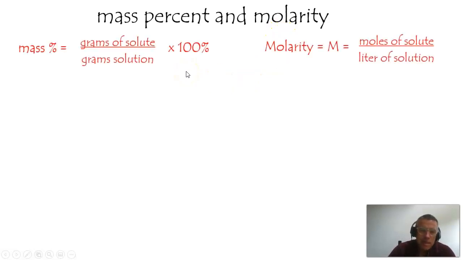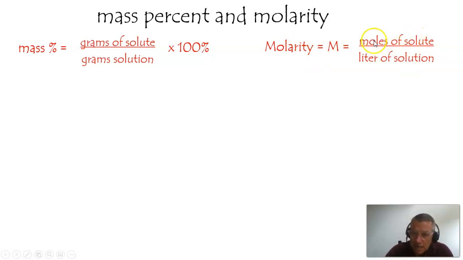So mass percent is just how many grams of, let's do salt water, for example, how many grams of salt you have, not divided by the grams of water. That's a common mistake. It's the grams of solution. It's the grams of salt plus the grams of water, the whole solution. Circle that, make a big point. Don't make that error that everybody else is making. Turn it into a percent. Molarity also has solution on the bottom, but this time we do the moles of solute.